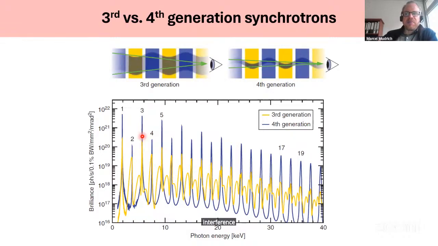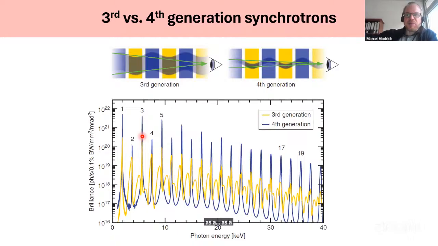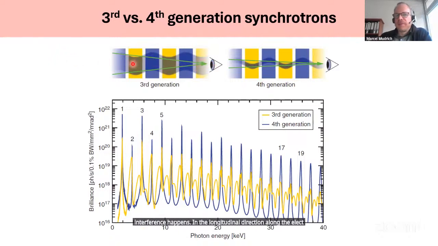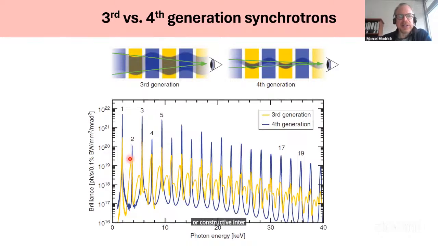at a multi-slit arrangement, where you would get interference as a spatial pattern of bright spots on a screen. Here, interference happens in the longitudinal direction along the electron beam, but still interference happens, which manifests itself in these diffraction or constructive interference orders, first order, second order, and so on.